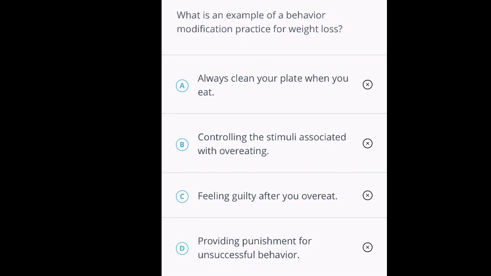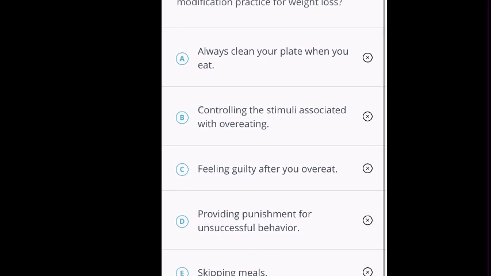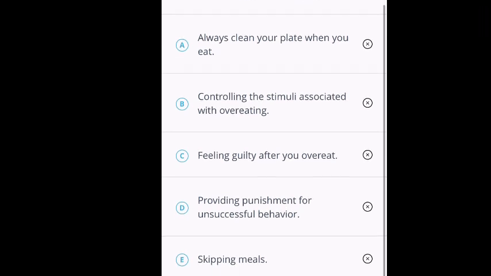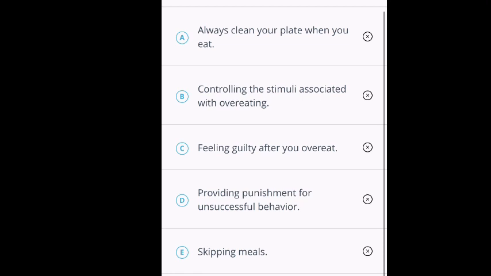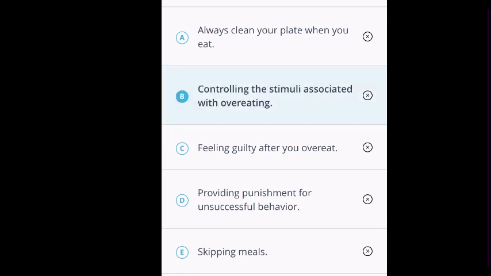What is an example of behavior modification practice for weight loss? Always clean your plate when you eat, controlling the stimuli associated with overeating, feeling guilty after you overeat, providing punishment for unsuccessful behavior, or skipping meals. The correct answer is controlling the stimuli associated with overeating.